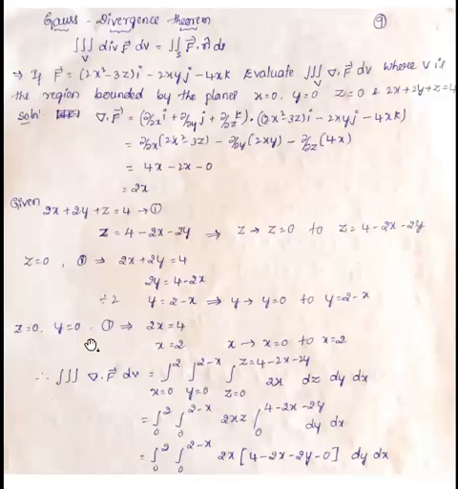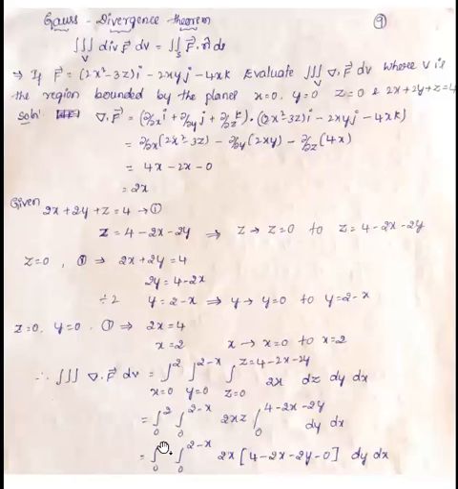Next we find the x limit. Take z and y as 0 in equation 1. 2x is equal to 4. Cross multiply: x is equal to 4 by 2, so x is equal to 2. x varies from 0 to 2. Substitute these limits in the triple integral of del dot F dV. Del dot F is 2x, dz dy dx.